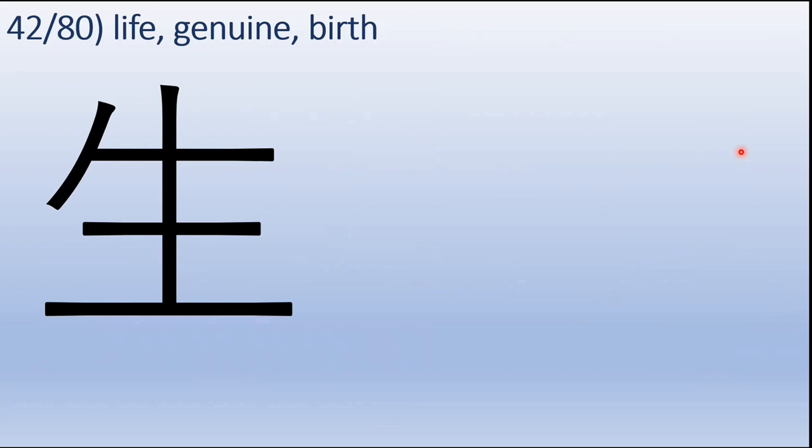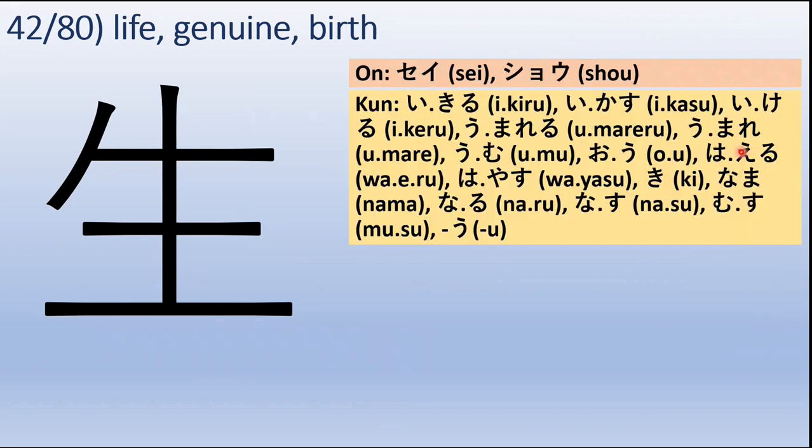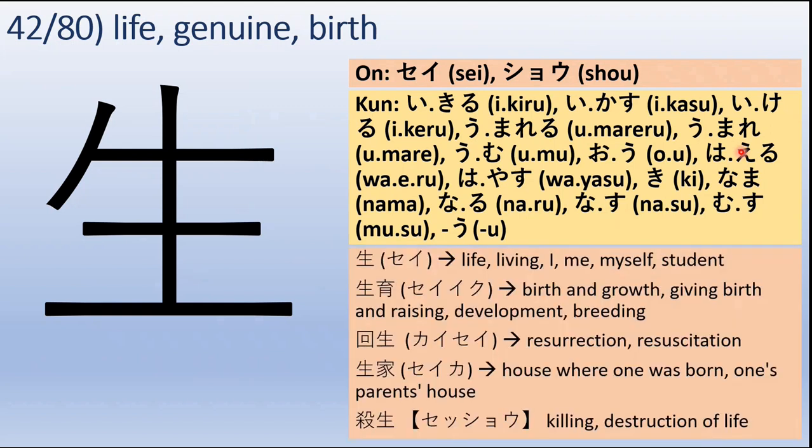Next is the kanji for life or birth or genuine. So in onyomi we have sei and sho, and in kunyomi there are a lot of words that may be applicable according to the context. So these are ikiru, ikasu, ikeru, umareru, umare, umu, ou, ki, nama, naru, nasu, musu, u. So let's come to the usage.